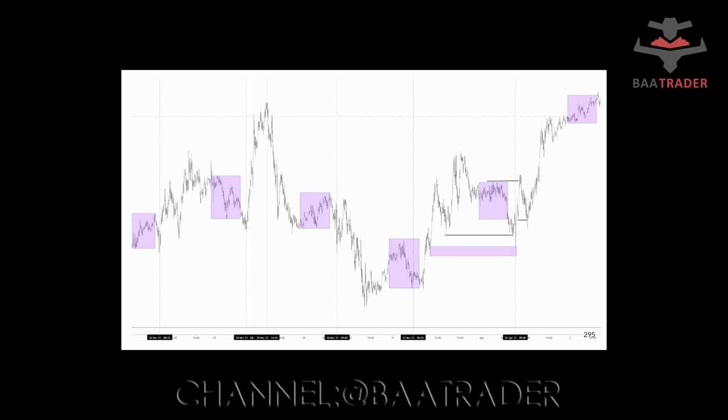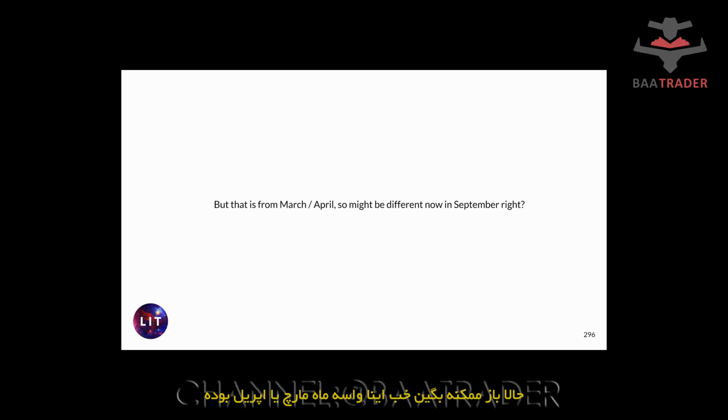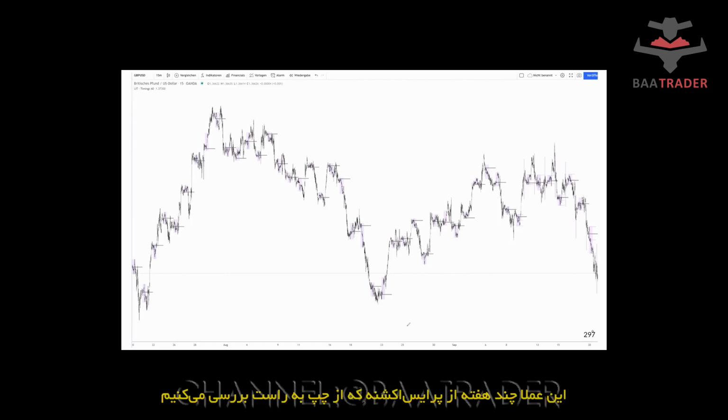So anyways, you probably think, yeah, but that's from March or April, whatever. What about September? That's literally a few weeks of price action that you look through from left to right over every single day of GU. Not such an uncommon pair, so it's not like an exotic or whatsoever. That's the 50-minute, by the way, just to show you even more days.